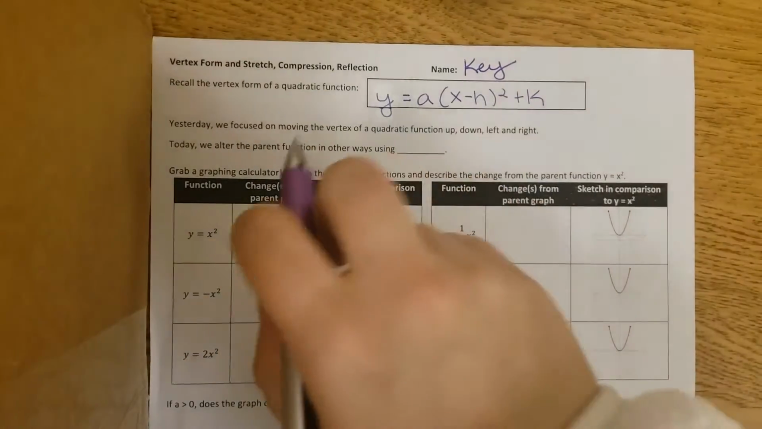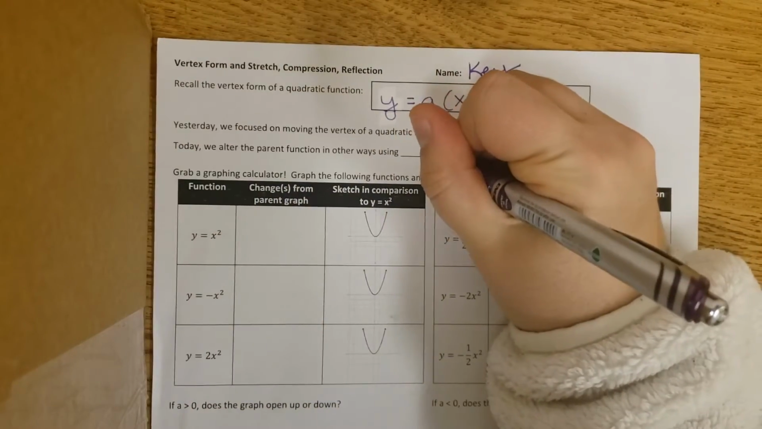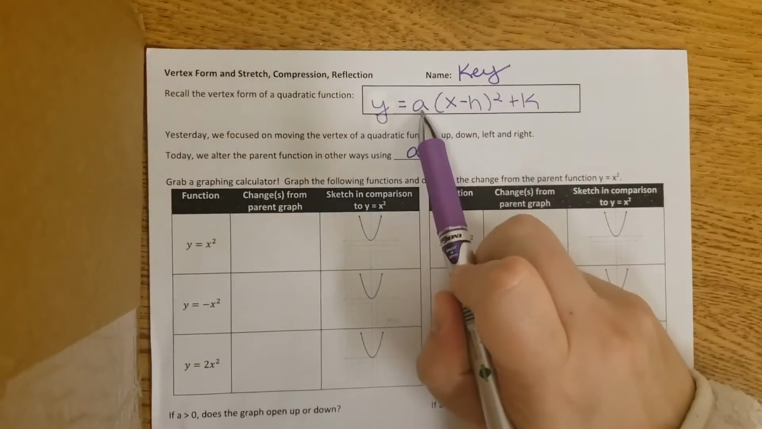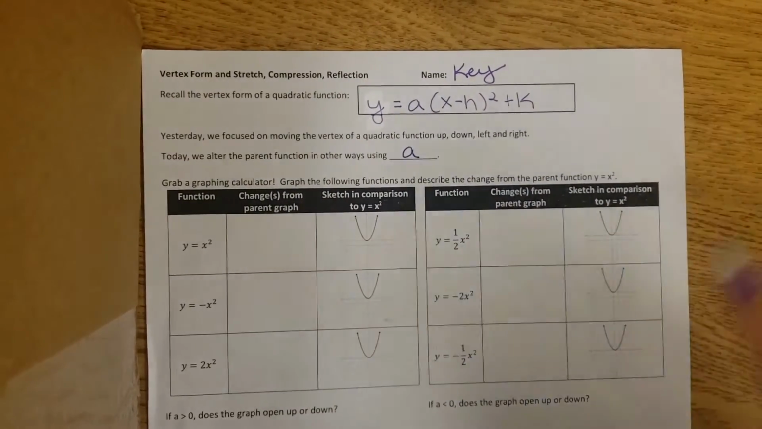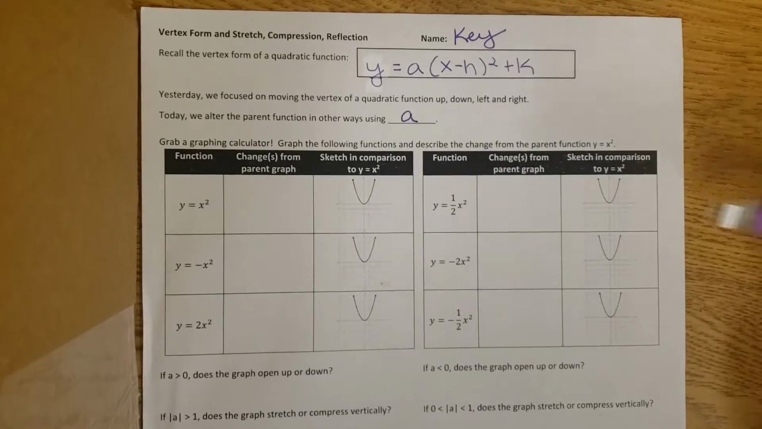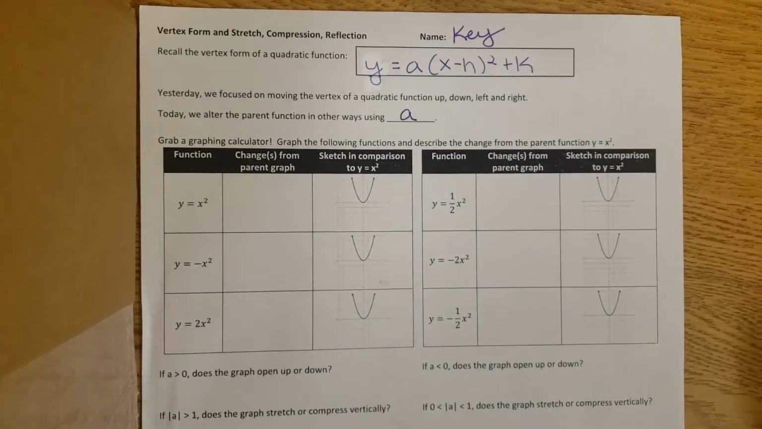So today we're going to alter the parent function in other ways using a. And sometimes you'll hear that called the leading coefficient. It's leading because it's out in front. So here is a chart to help you do some discovery. Remember yesterday you did some discovery in your calculator. You're going to do the same thing.